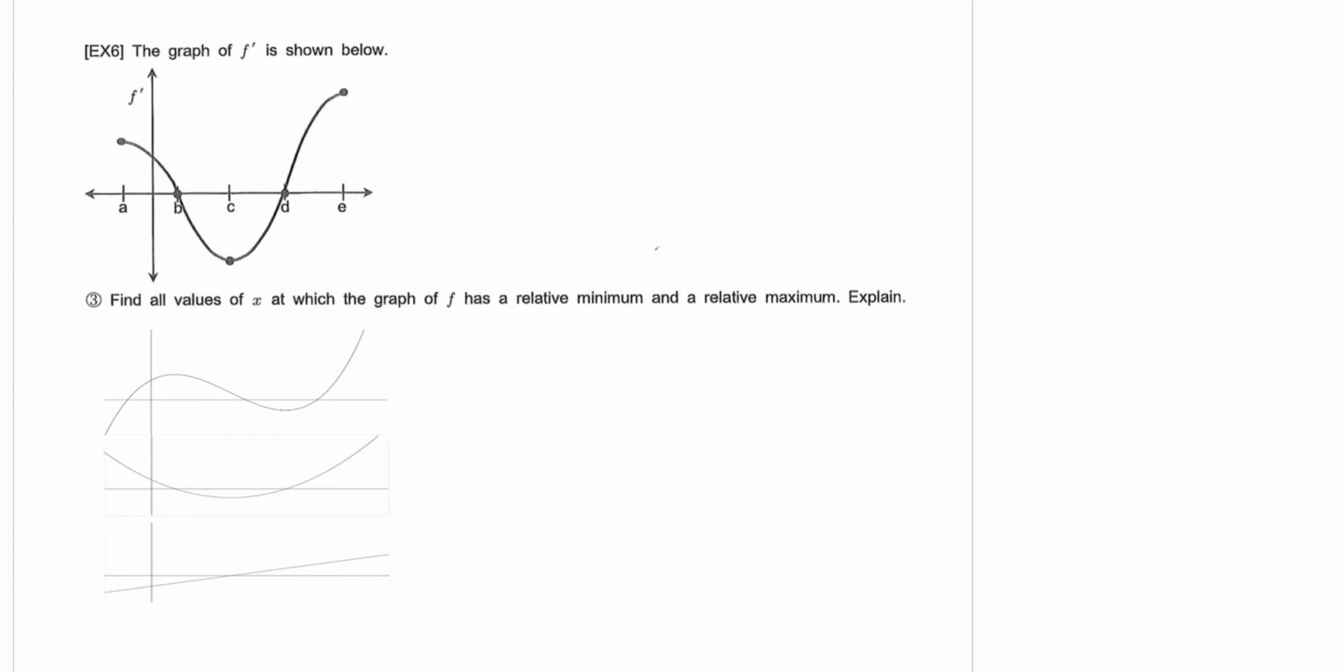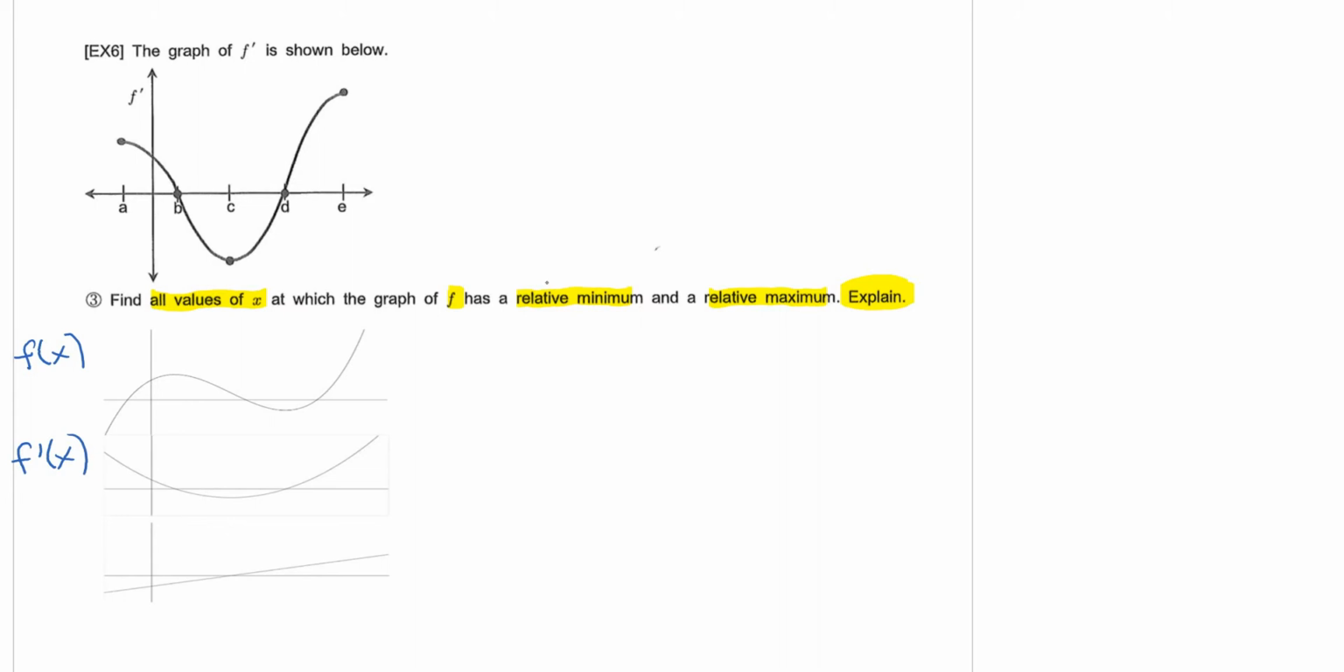Okay, I'm now moving on to question number 3, and for question number 3, I need to find all x values where the graph of f of x has a relative minimum and a relative maximum, and I need to justify my answer. In order to justify the answers here, it's probably best to go to your cheat sheet. Here is your original graph, and here is your derivative graph.